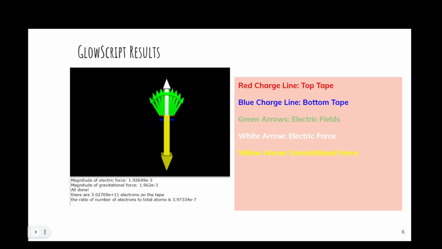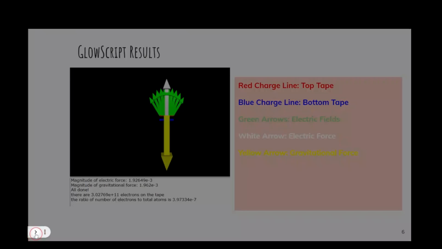And the results that I got were the magnitude of electric force is 1.926 times 10 to the negative 3. The magnitude of gravitational force that I got was 1.962 times 10 to the negative 3. There are 3.03 times 10 to the 11th electrons on the tape, and the ratio of number of electrons to total atoms was 3.97 times 10 to the negative 7th.